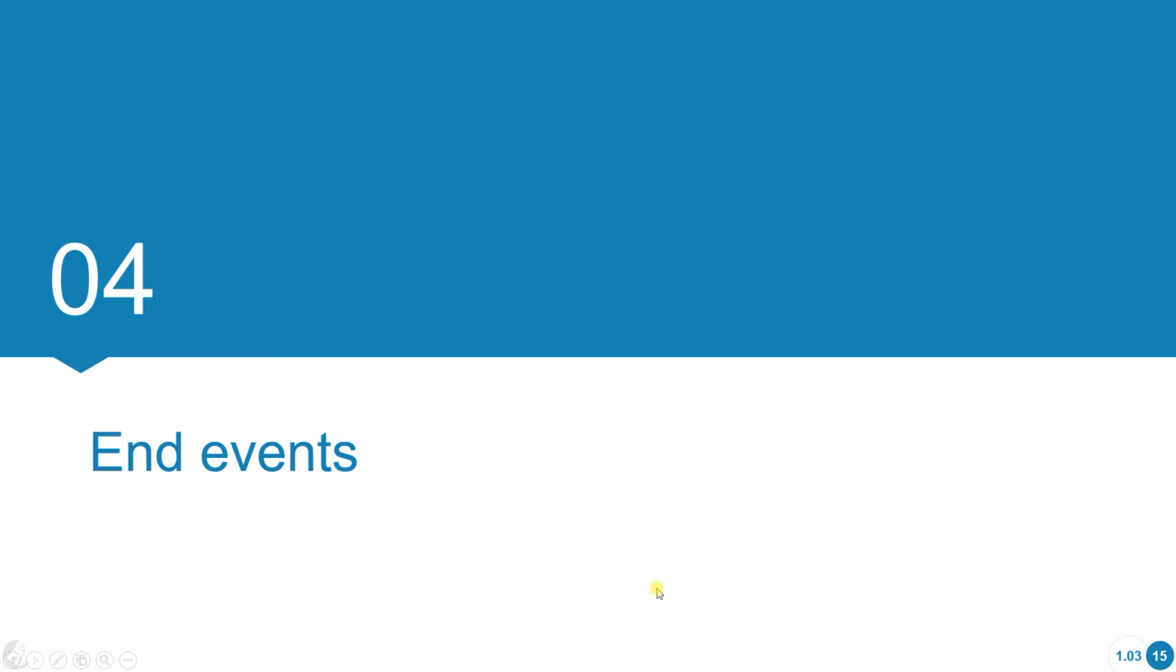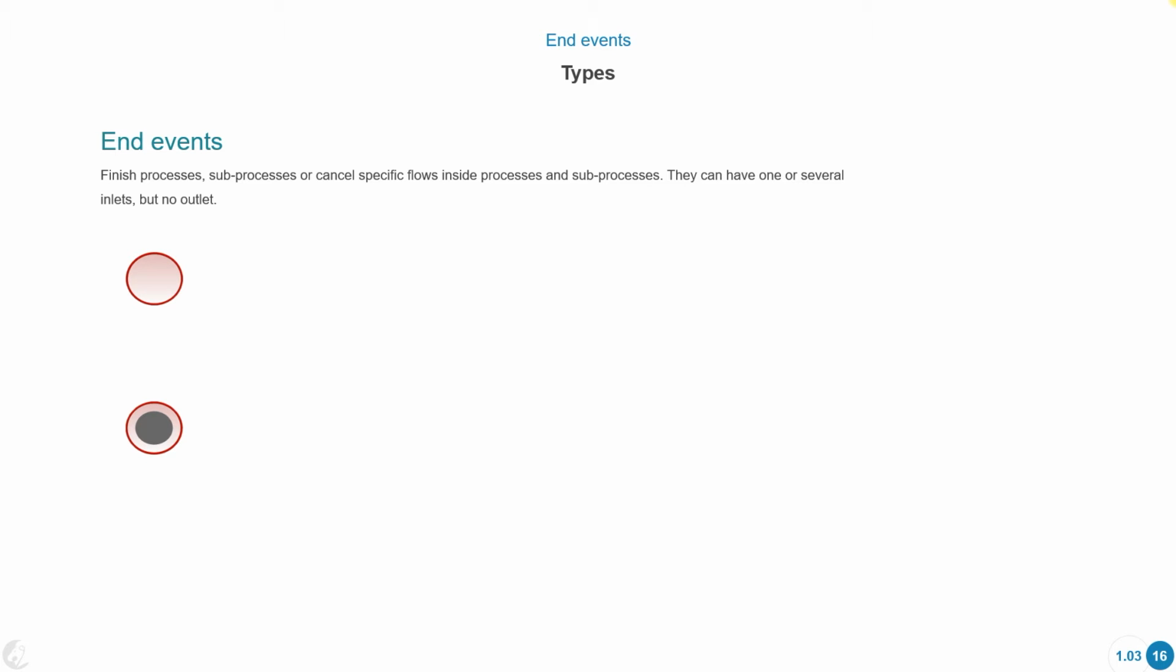End events. Okay, so we can see there's two different types of end events. These objects have several inlets, one or more, and they're never going to have an outlet. Okay, they're going to act differently depending on where we're using these objects.